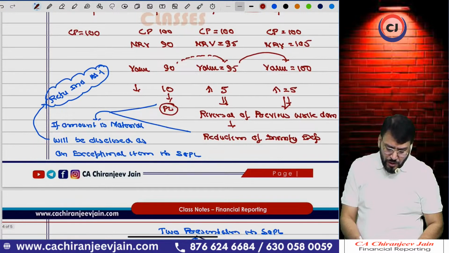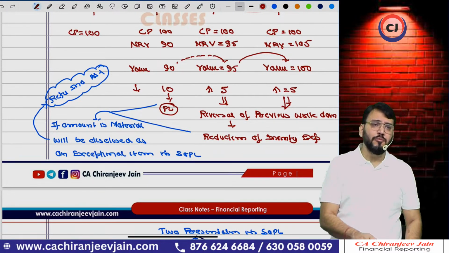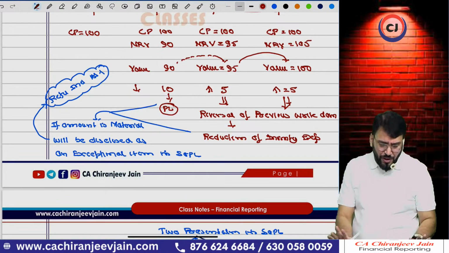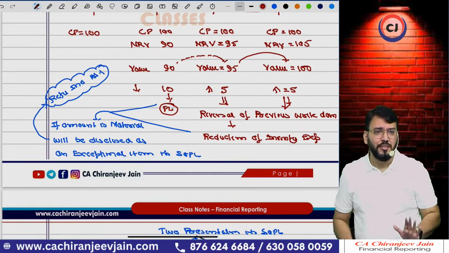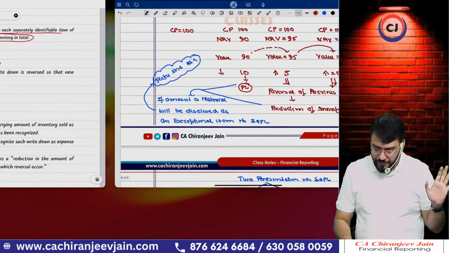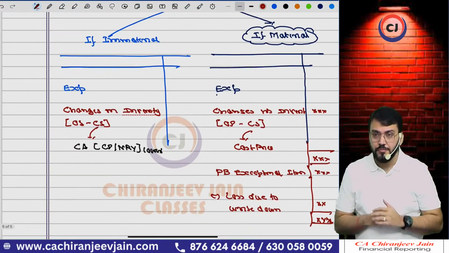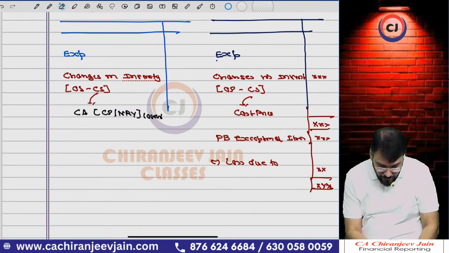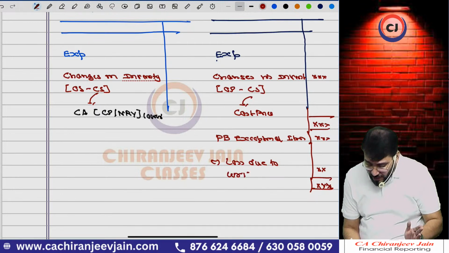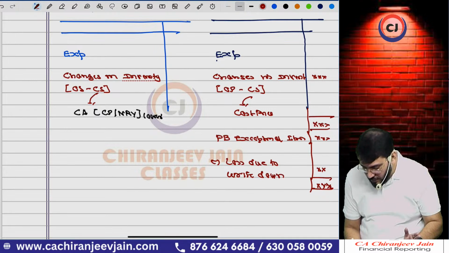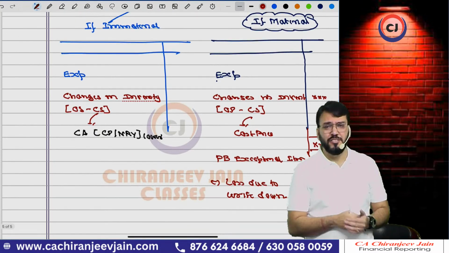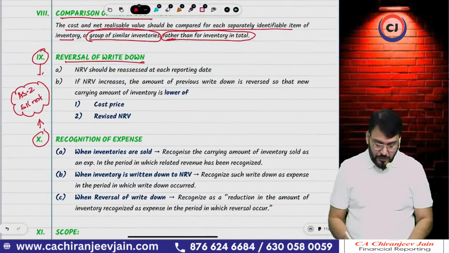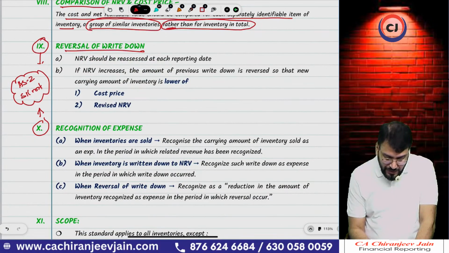So just for your general knowledge, because I will give this as an example in exceptional item, so you can link it. Not important from the examination point of view. They will not go to this level. This is only for your practical understanding. Loss due to write down can be a reversal also. If reversal, then plus. Now you can understand this entire 9 and 10.